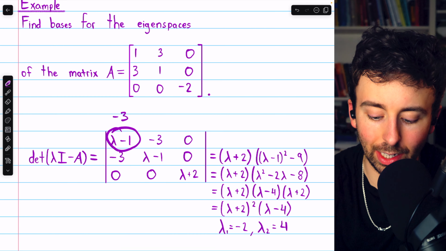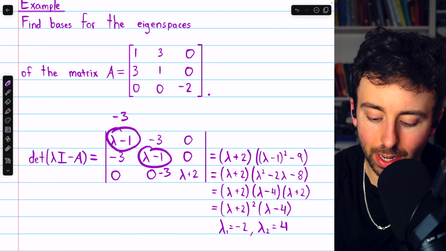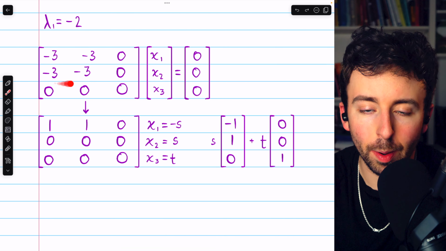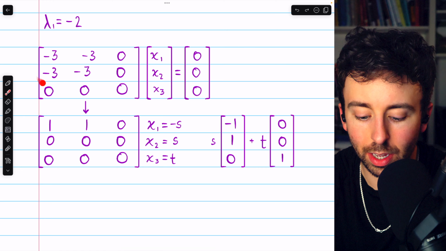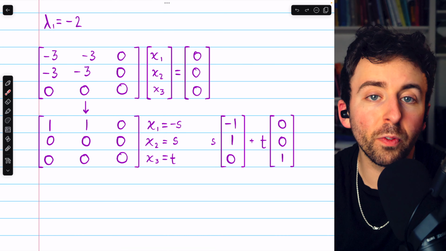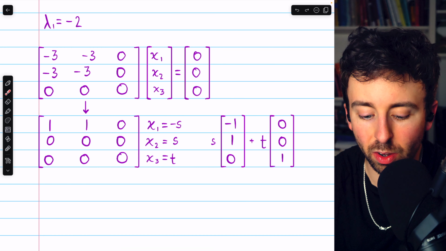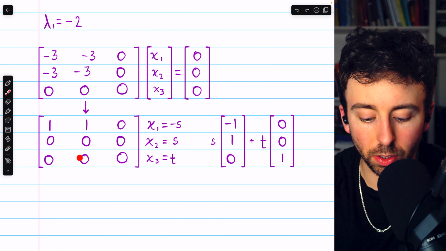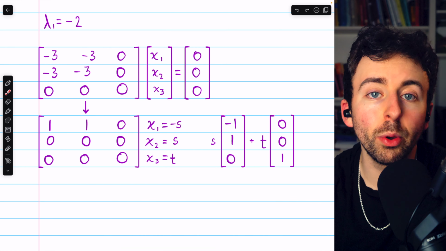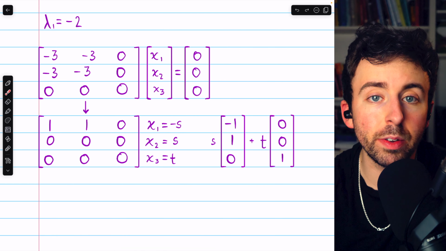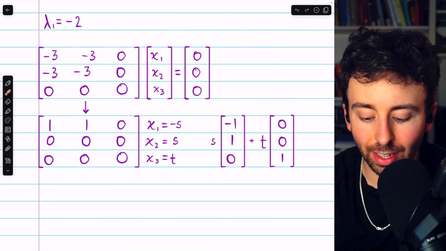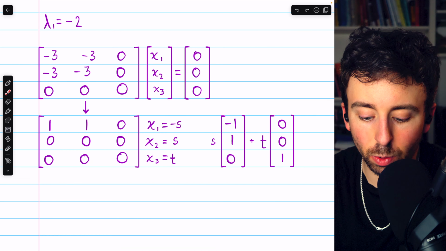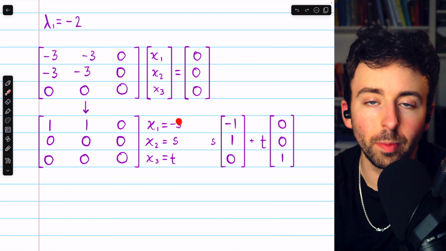So this entry would be negative 3, this entry would be negative 3, and this entry would be 0. So here is that matrix we just described. We, of course, are looking for the solutions to this homogeneous system. If we perform Gauss-Jordan elimination, you can verify that we get this reduced row echelon form. There's no leading entry in column 2 and no leading entry in column 3. So x2 and x3 are both free variables. Say x2 equals s and x3 equals t. We have from row 1 that x1 is equal to negative x2, so negative s.